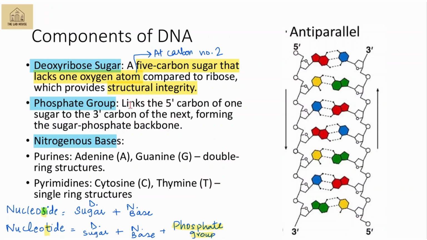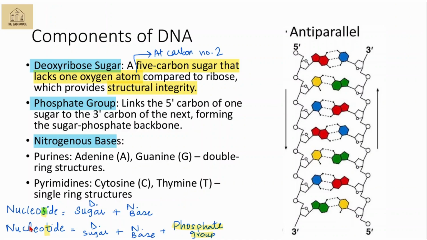Phosphate groups link the 5' carbon of one sugar to the 3' carbon of the next to form the sugar phosphate backbone. We will discuss this in further slides. Nitrogenous bases: purines and pyrimidines. Purines, small name, large structure, that is double ring structures of adenine and guanine. Pyrimidines, large name, small structure, that is single ring structures of cytosine and thymine.